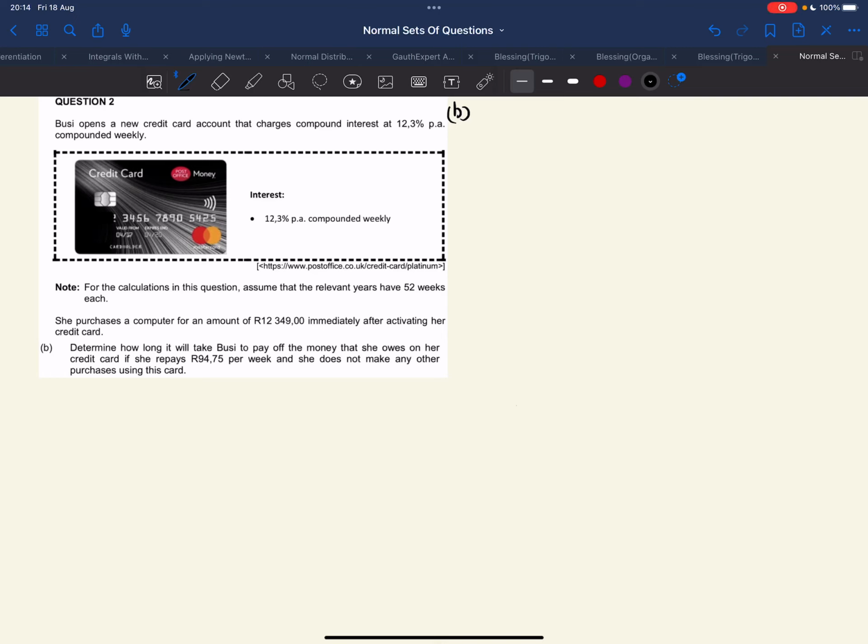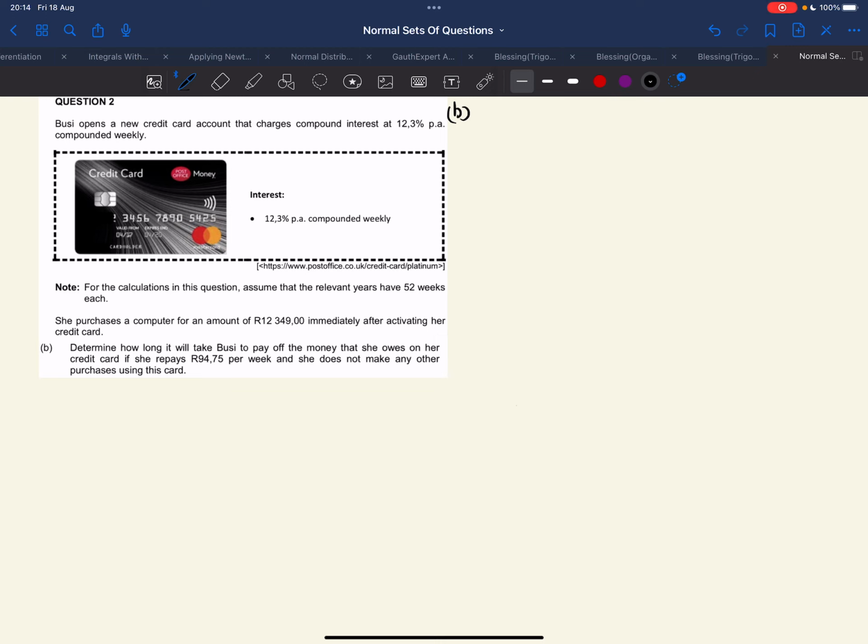Okay, right. So now we're going to be doing question 2b. In question 2b, it says to determine how long it will take Boosie to pay off the money that she owes on her credit card if she repays 94 rand 975 per week and she does not make any other purchases using this card.